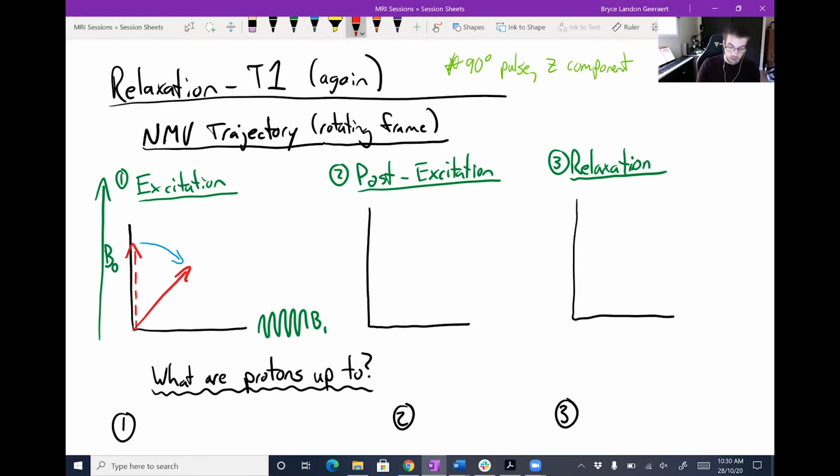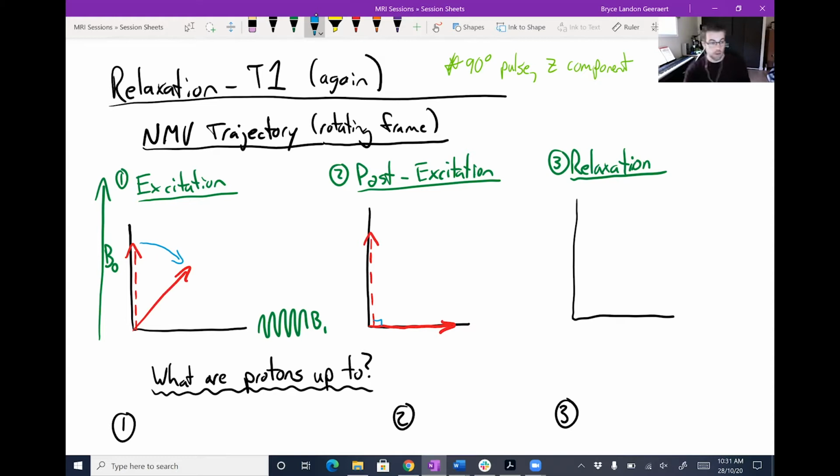So if I draw that in the post-excitation stage, then our NMV started up here at about the same amplitude as I had in the last diagram, but now after excitation has ended, it's fully in the transverse plane. There's been a 90-degree tip from its original orientation to its current orientation. So I'll just draw that with a little 90-degree symbol, and the B1 field is gone at this point, right? It's done its job. We've turned off that extra magnetic field, and now the NMV is free to do what it wants to do.